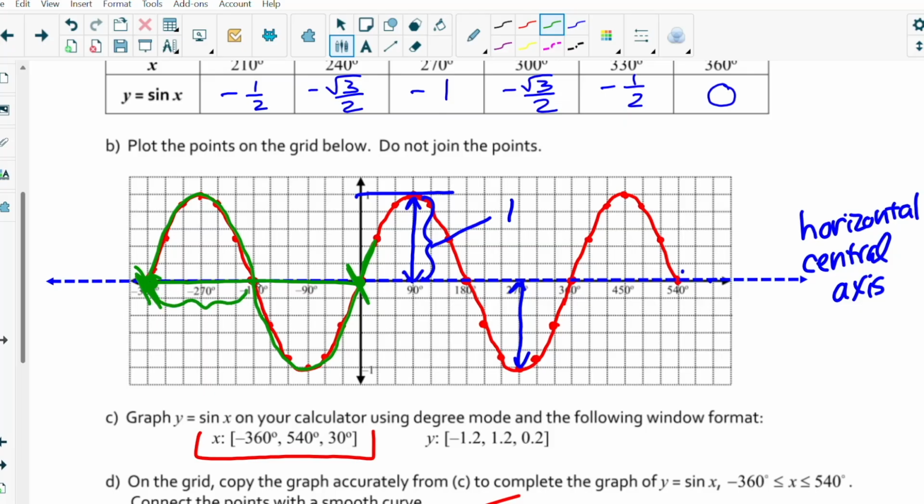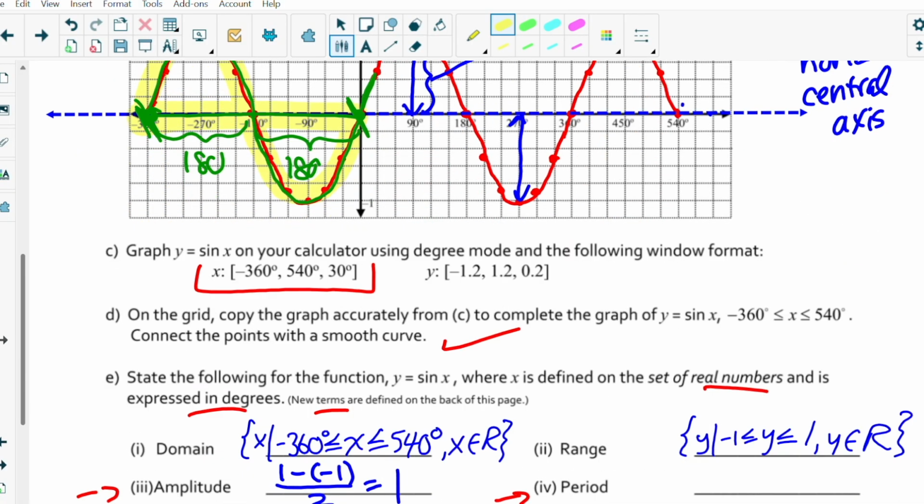What is this amount? That's 180 degrees. What is this amount? 180. So this entire cycle, so I'll highlight it here. This entire cycle covers a domain of 360 degrees. So the period is 360 degrees.